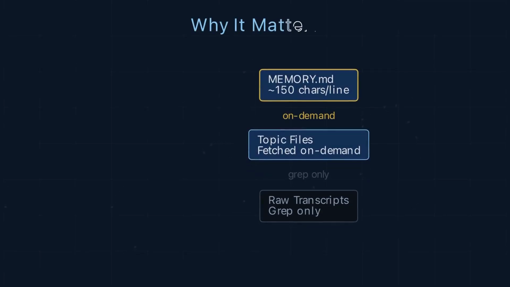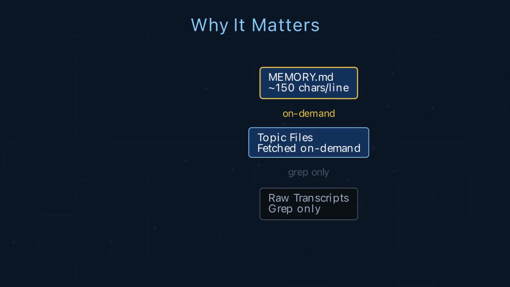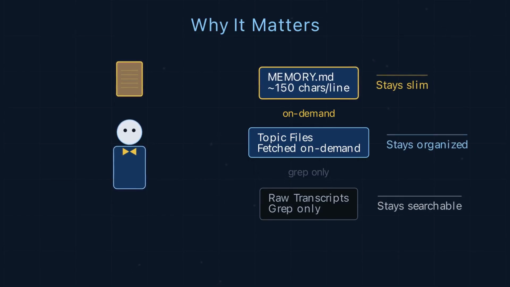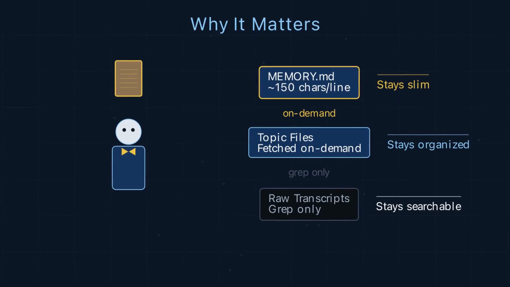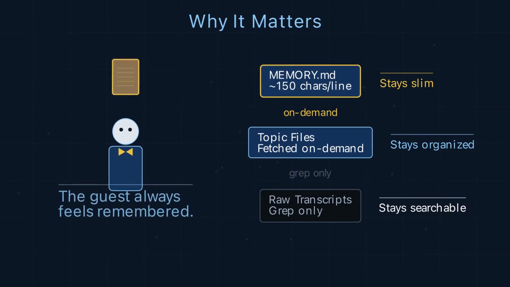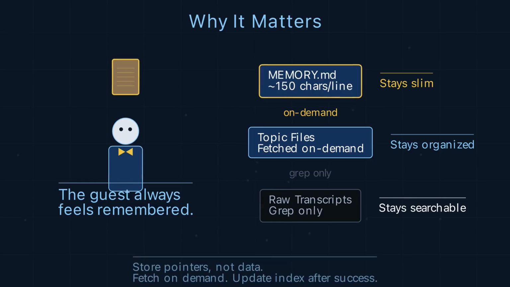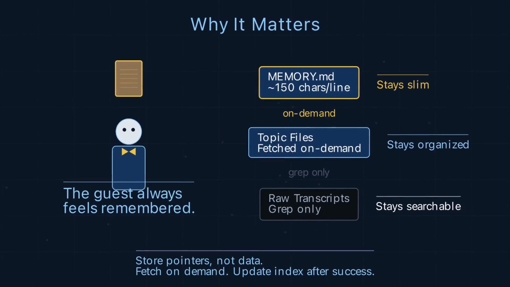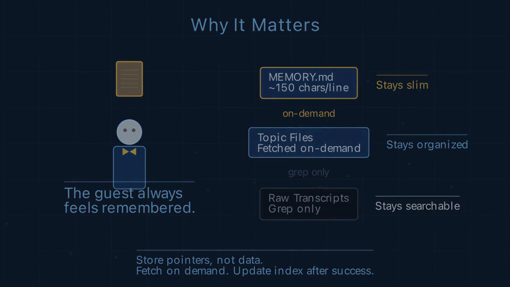Context entropy is the silent killer of AI agent performance. As projects grow, as conversations multiply, the context window fills with noise. The 3-layer memory architecture, inspired by how the best hotel concierges work, solves this by separating what must be remembered, what can be retrieved, and what should only be searched. The pocket notebook stays slim. The filing cabinet stays organized. The archive stays searchable. And the guest? The guest always feels remembered. Store pointers, not data. Fetch on demand. Update index only after success.